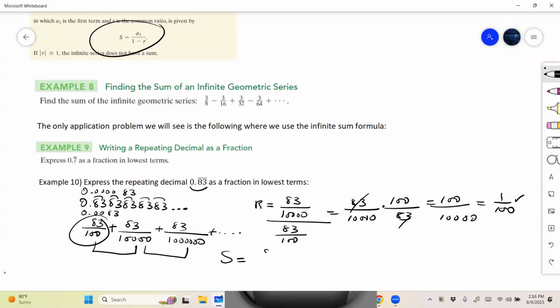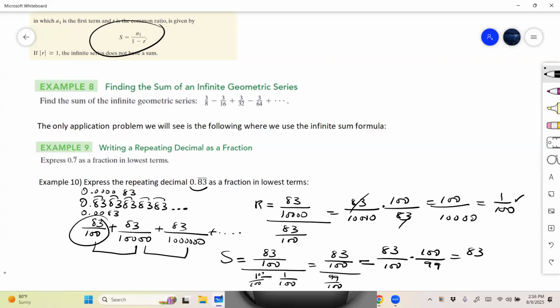So A1 over 1 minus 1 over 100, and do the same thing again, right? 83 over 100. This is going to be 100 over 100. So this is 99 over 100. And 83 over 100 times 100 over 99. This is 83 over 99.